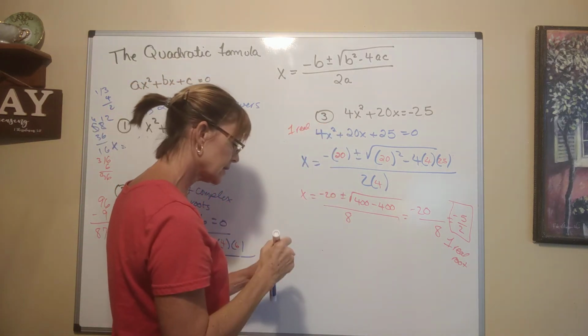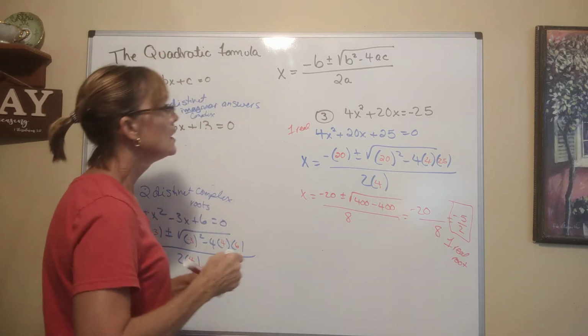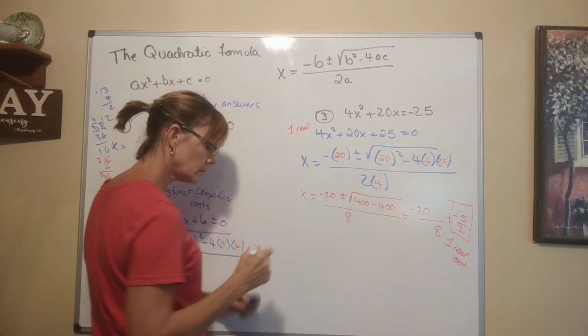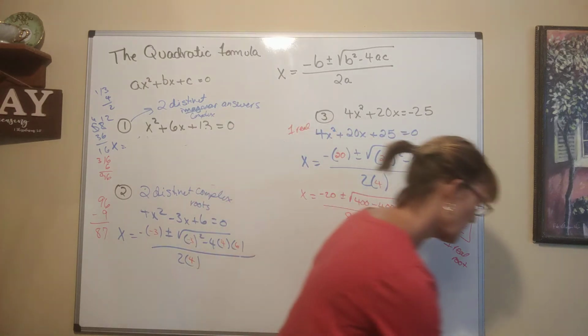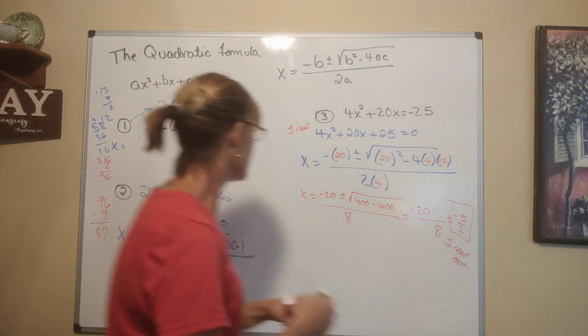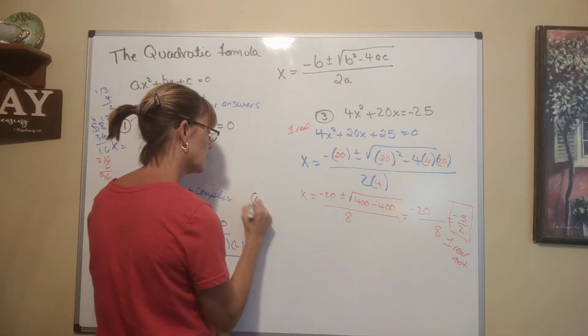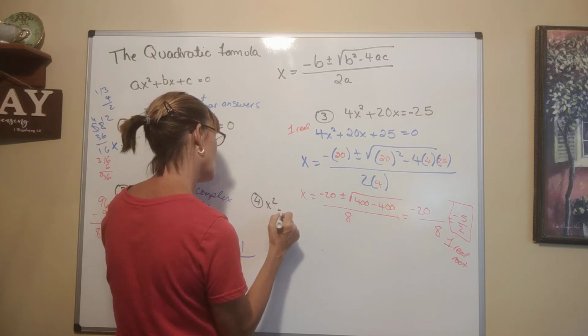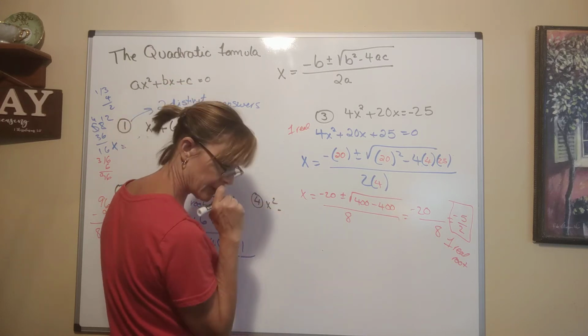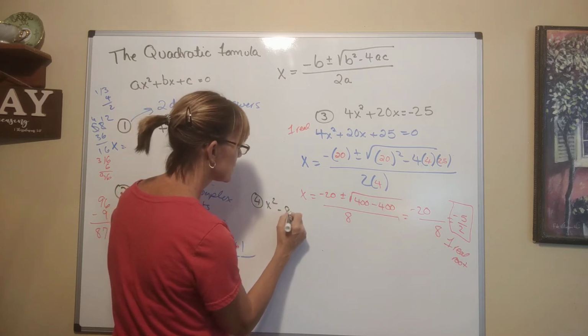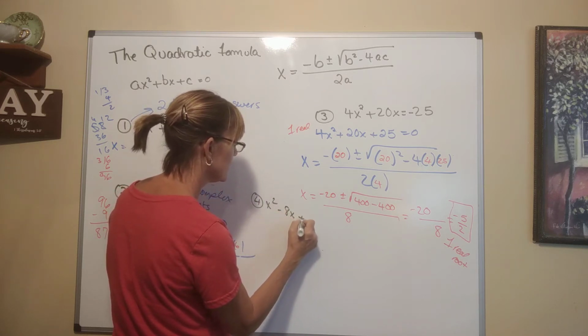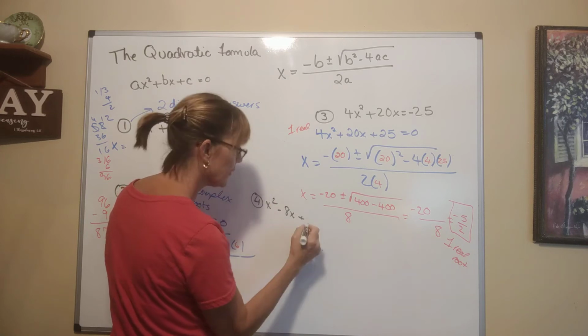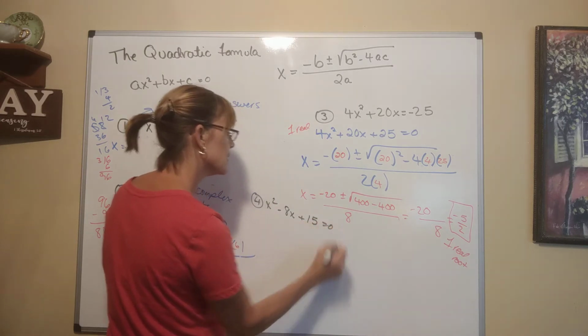Okay, last example right here I'm going to do. Let's solve this one. Let's solve x squared minus, hang on, let me think, 8x plus 15 equals 0. Let's solve this one.